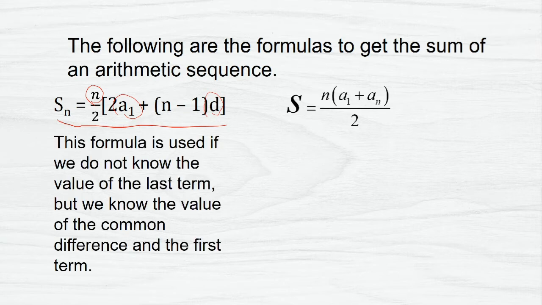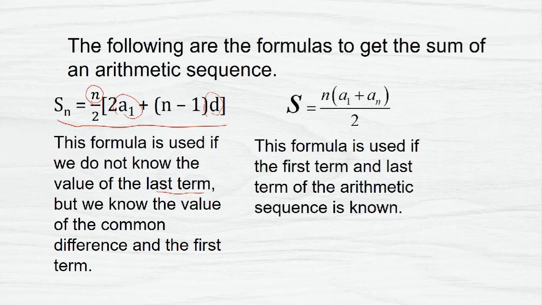So this formula is used if you don't have the value of the last term, but we have the value of the common difference and the first term. And for the second formula, we have S equals n times a sub 1 plus a sub n all over 2. So this formula is used if the first term and the last term of the arithmetic sequence is known. So it could be the first formula or the second formula that you will use, depending on the given of the problem.